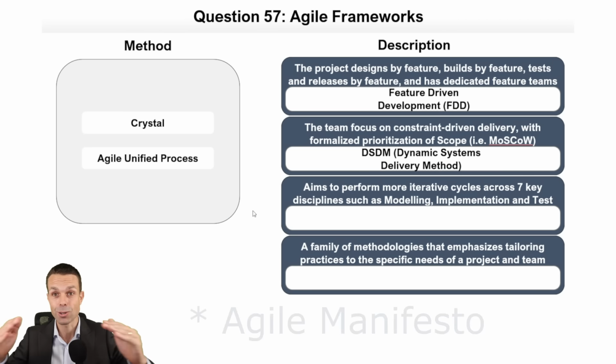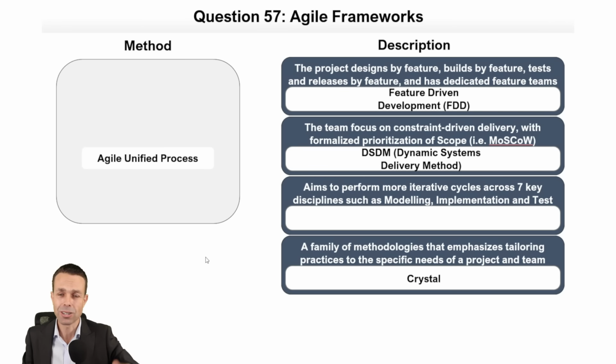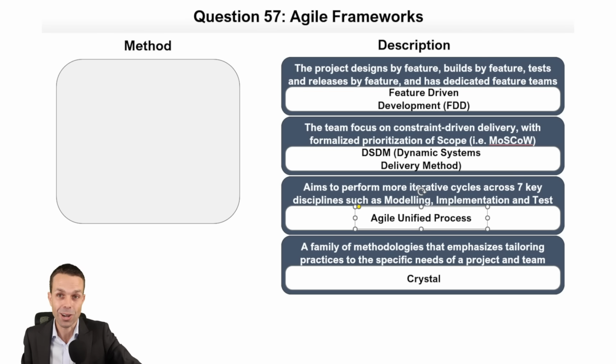That is Crystal, because remember, with Crystal, they have a range of methods depending on how big the project is. So Crystal Clear, Crystal Sapphire, and all of these ones were different stones and colors to determine how big the project was and how much governance you needed around it. And that just leaves iterative cycles across 7 key disciplines, such as modeling, implementation, and test. That's going to be our Agile Unified Process, or AUP.